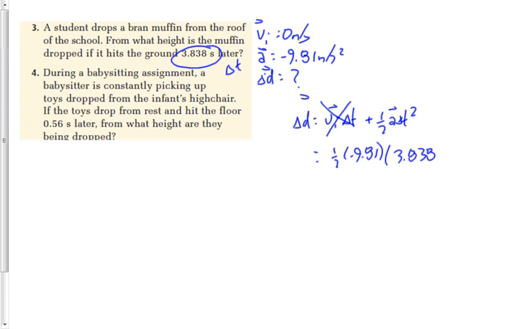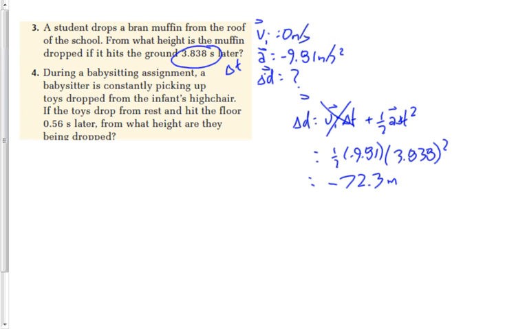3.838 squared. That's going to give me, I don't know, about 80, 70 something, 72.3, negative 72.3 meters, which means the height of the building would be 72.3 meters, right?